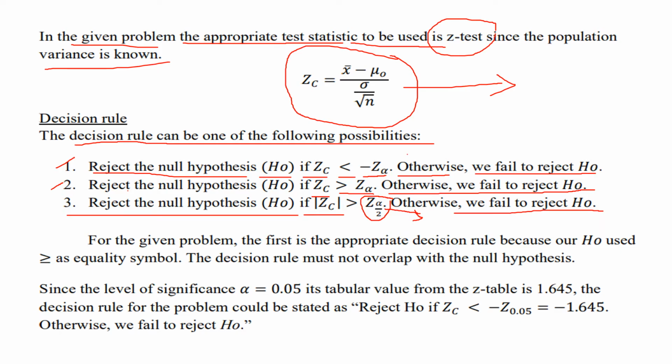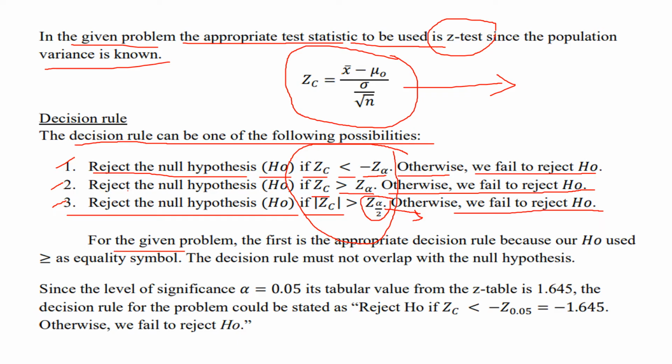So these are the scenarios where we really need to reject your H0. If your computed value is less than your negative critical value, if your computed value is greater than your positive critical value, or if the absolute value of the computed value is greater than the critical value with respect to your two-tailed test. That's why it's C sub alpha over 2, because these will be your critical values for both the left and right sides of your normal curve.